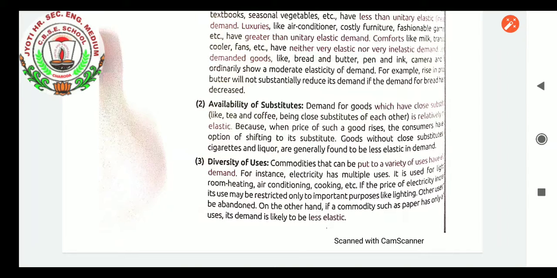I hope you have understood price elasticity of demand. In the next class I will try to give a revision of this chapter, price elasticity of demand, with the solutions to some questions.